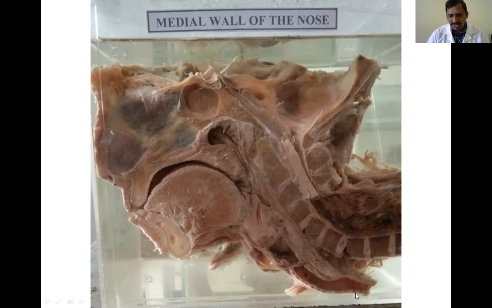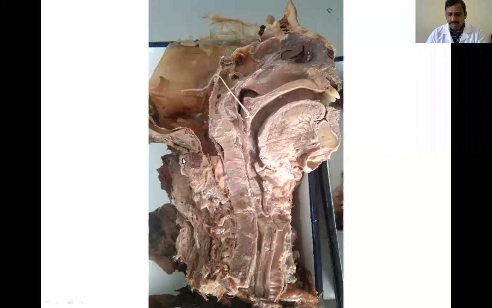Hyaline cartilaginous rings. C-shape. They are not a complete ring. They are like this, the letter C. These are all the things you are seeing in the mid-sagittal section of the skull, head and neck.